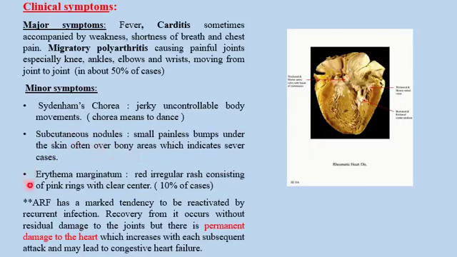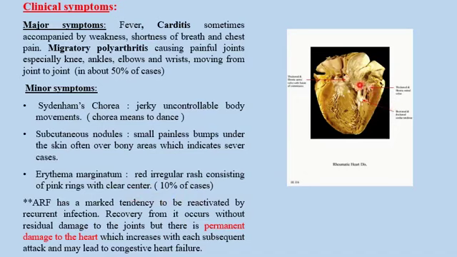Number 3, Erythema Marginatum, it's a characteristic rash. It also occurs in only 10% of cases. It is a red, irregular rash consisting of pink rings with a clear center. We'll see it in the picture. It looks as if you are drawing irregular circles on the skin with a red pencil. So in the middle, the skin doesn't have the red color.